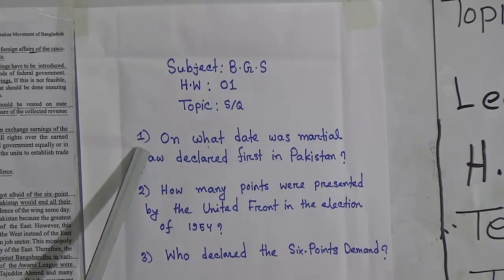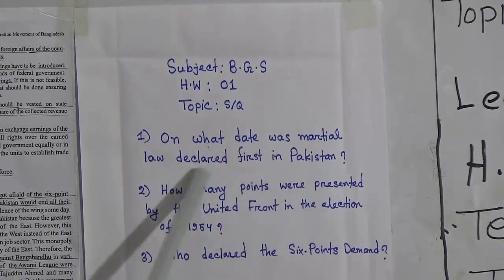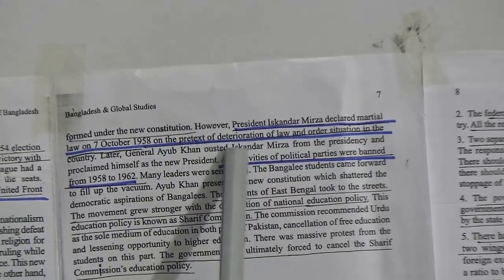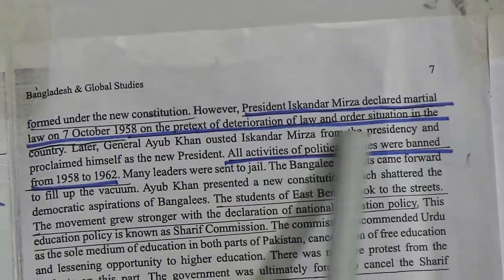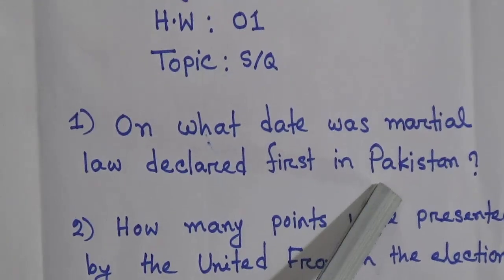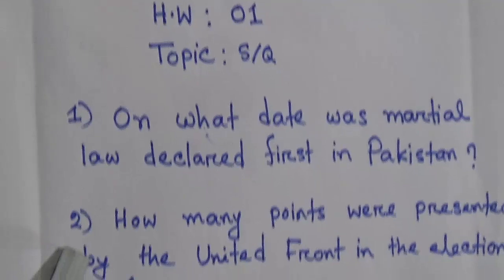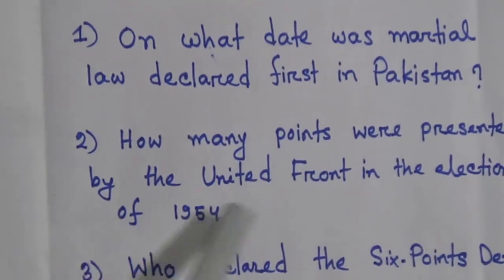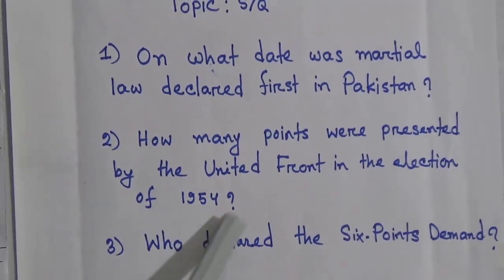Okay, number 1, on what date was martial law declared first in Pakistan? We know President Iskandar Mirza declared martial law on 7 October 1958 on the pretext of deterioration of the law and order situation in the country. So on what date was martial law declared first in Pakistan? On 7 October 1958. Number 2, how many points were presented by the United Front in the election of 1954?